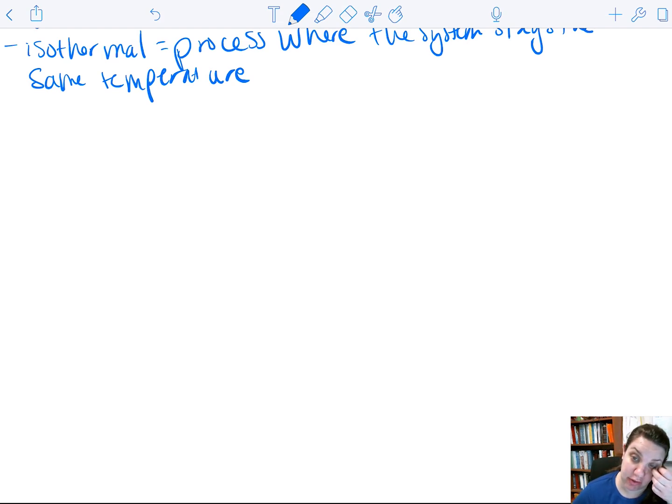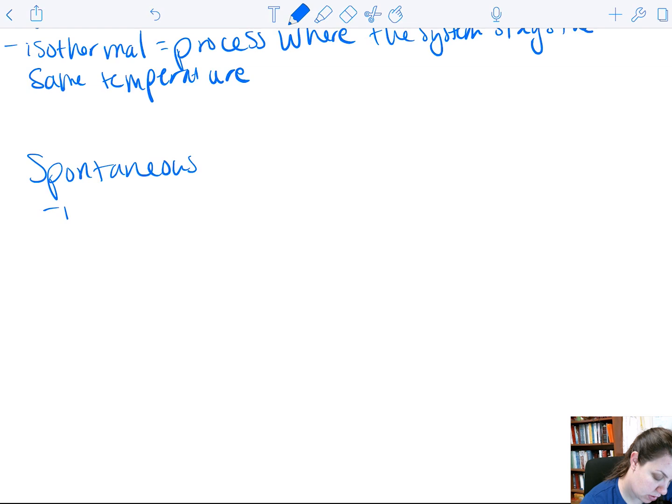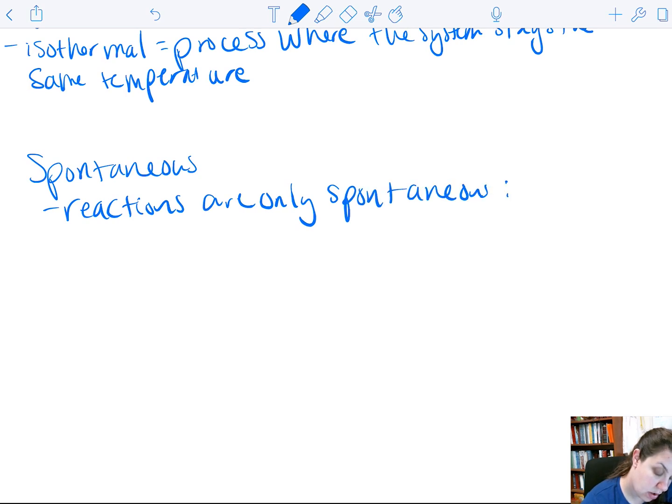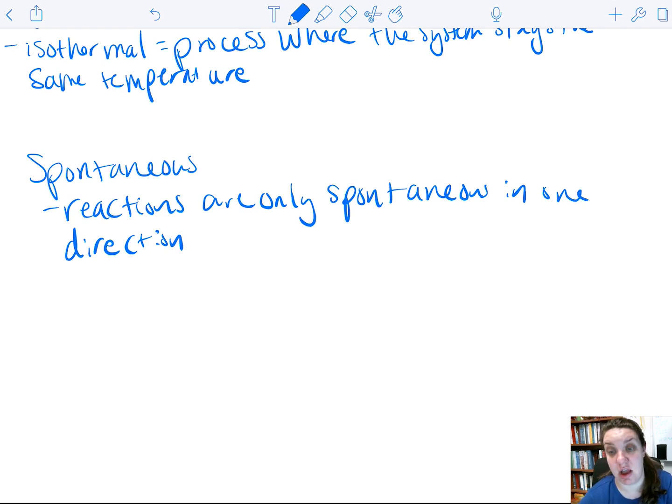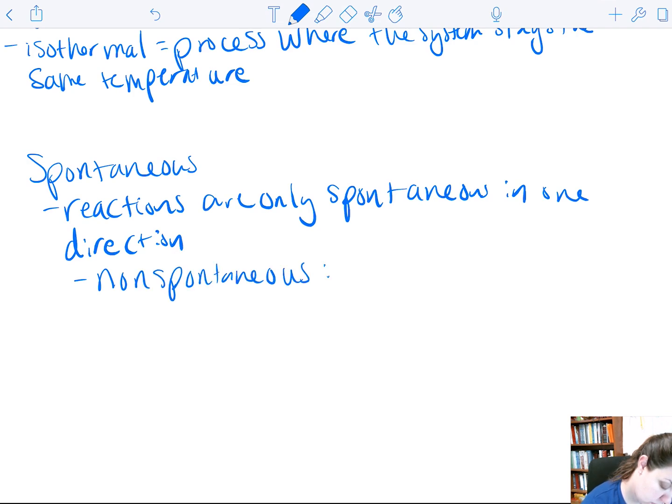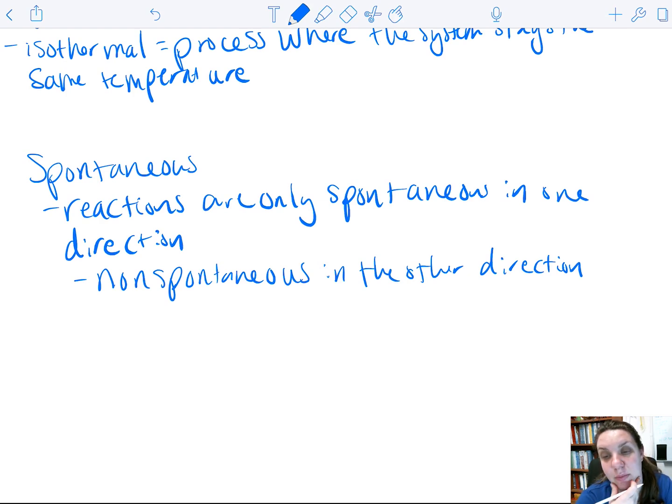So we're going to look at spontaneous processes a lot, and if we think about a spontaneous process, it's only going to be spontaneous in one direction. So if you have a reaction that is spontaneous in one direction, it will be non-spontaneous in the other. And we usually think about spontaneous processes being exothermic, but that is not true.